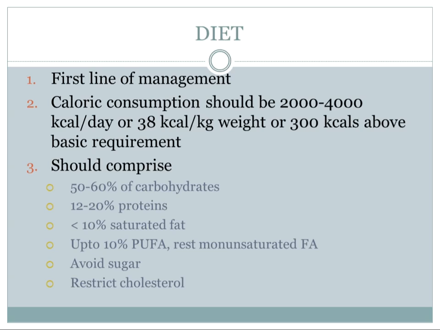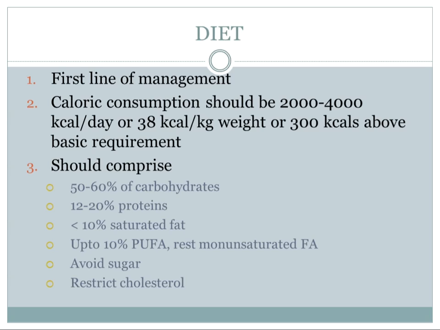Okay, so how do you manage? First line of management is the diet. Now, diet control. If it is mild hyperglycemia, many of the patients may not need any hypoglycemic agents or insulin. Only simple diet control will control the hyperglycemia. Basically, calorie consumption should be 2000 to 4000 kilocalories per day, or 38 kilocalories per kg weight, or 300 kilocalories above the basic requirement. Okay.